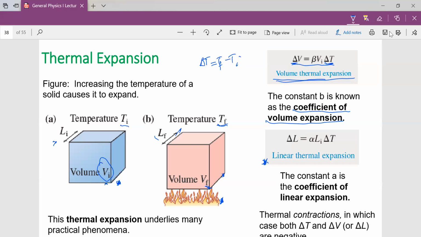Now, if it's about the change in length, we're not just focusing on the volume. Let's say we have a bar, a rod, there will be a slight increase in the length, right? So if our focus is on the linear expansion, the increase in the length, we'll use this formula, which is like a replica of the first one. That is the change in length is equal to alpha, which is the coefficient of linear expansion, times the initial length, times the change in temperature as well.